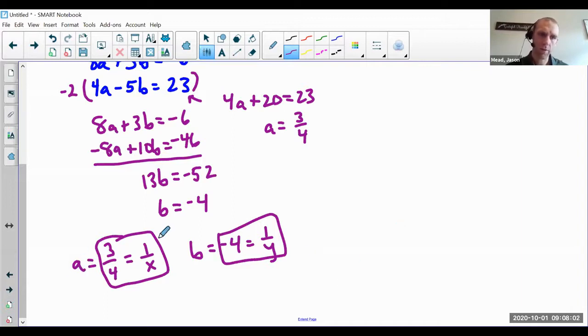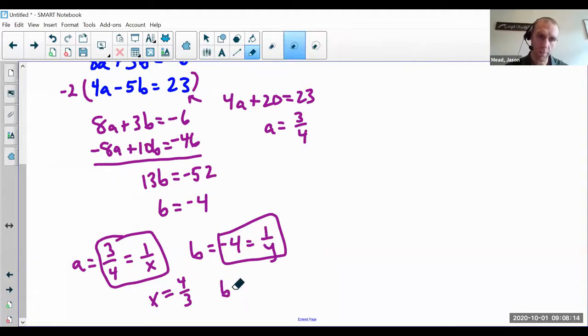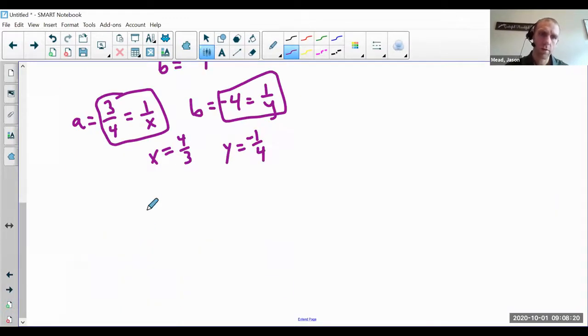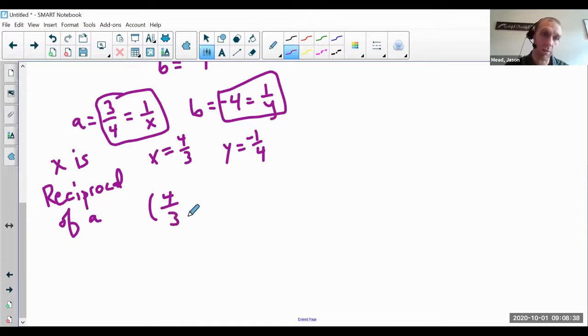And so I end up with, I can cross multiply and do all that stuff. X equals 4/3, and B, I'm sorry, I don't care about B. I already got B. Y equals negative 1/4. And that I can do with solving, or I can just realize that 1 over x is the reciprocal of a. So x is the reciprocal of a, and y is the reciprocal of b. So I can just flip the top and bottoms if I don't want to do the solving. That's kind of what's happening.